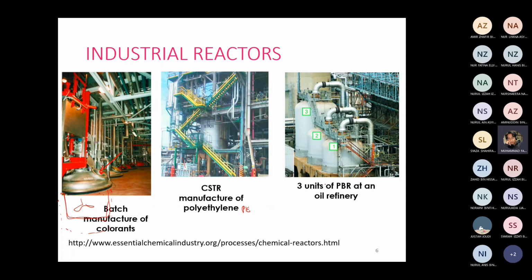And then we have 3 units of PBR at an oil refinery. Packed bed reactor, usually for catalyst, to hold the catalyst. We have 3 reactors in series. The first one is to produce a reaction between aromatic hydrocarbon and hydrogen. The second one is the isomerization process. And the third one is the cracking process. This one cracks it to become products like ethyl benzene and methyl benzene, which are used a lot in the polymer industry.